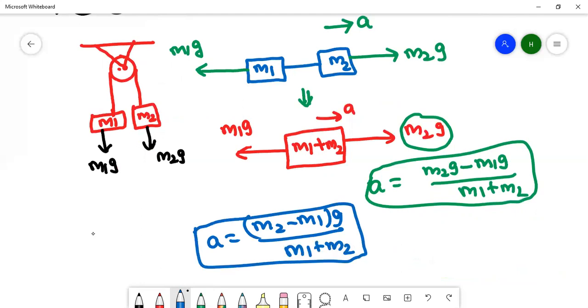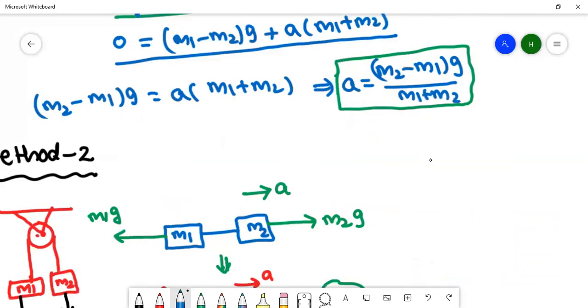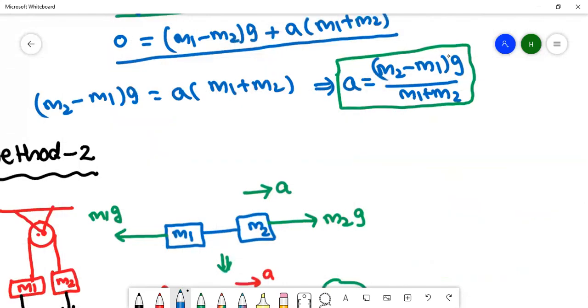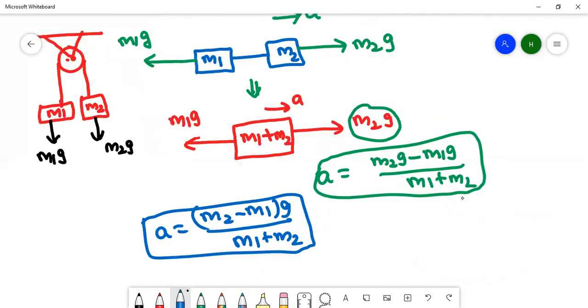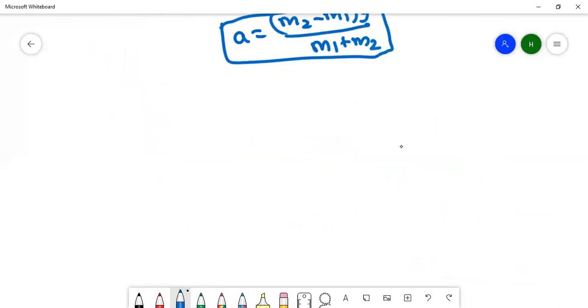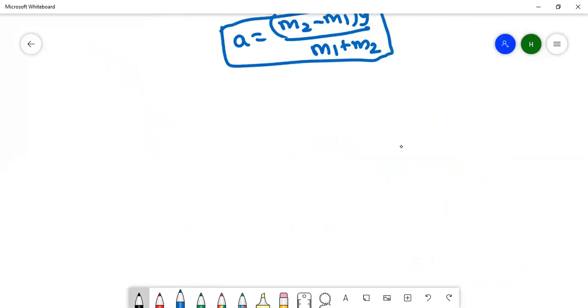Even in the starting itself, once again I'm showing you, look at here. Even in the starting also we got the same M2 minus M1 into G divided by M1 plus M2. Let me show you the same concept in one problem. One problem in the numerical I'm going to show you.